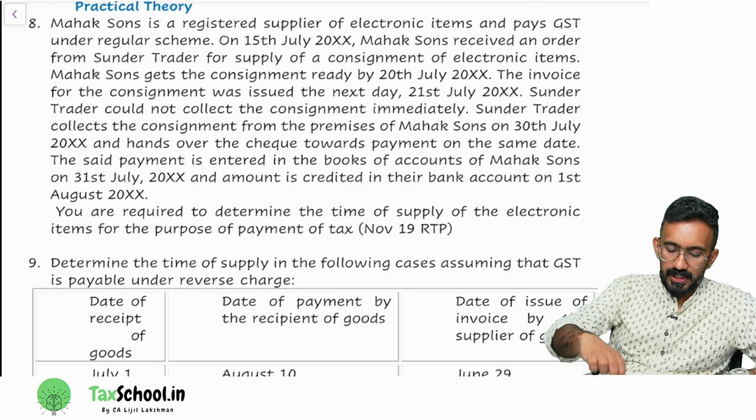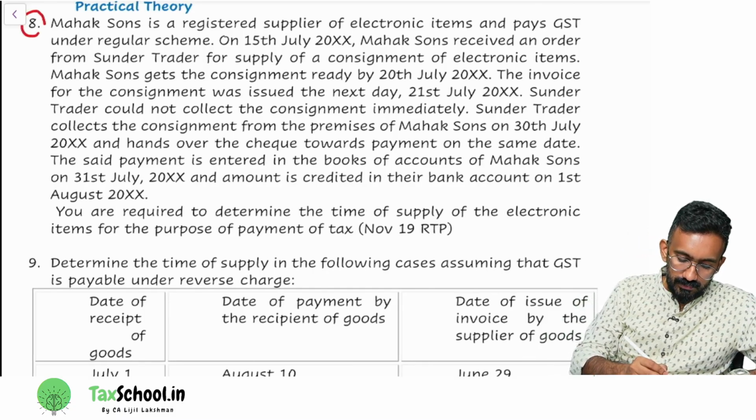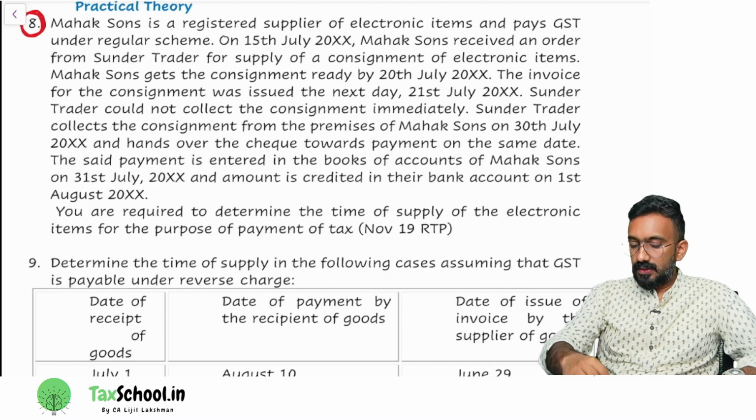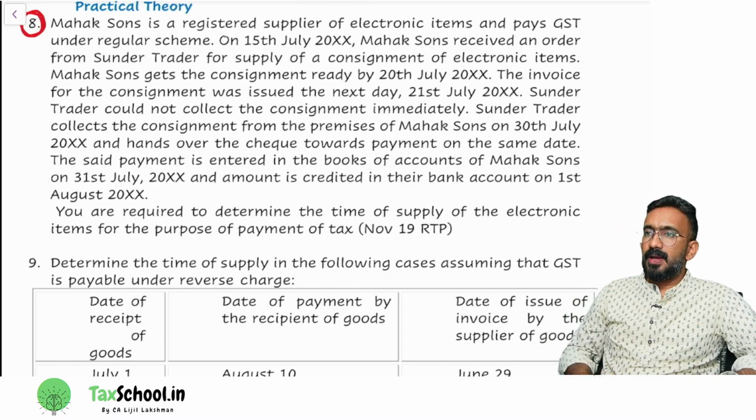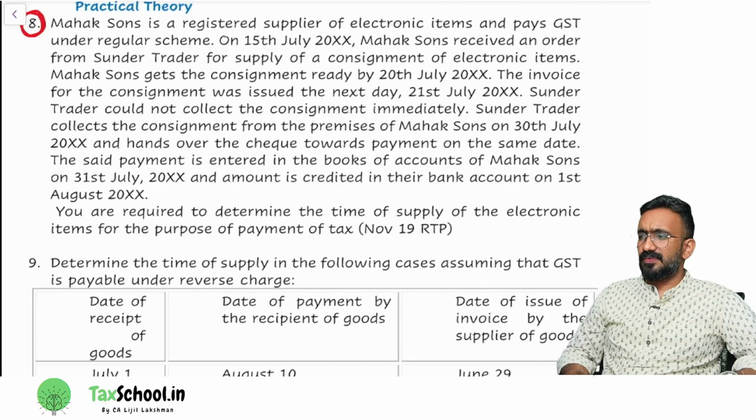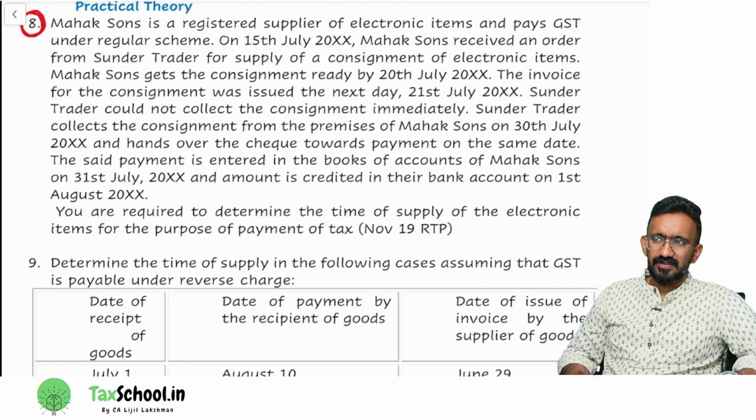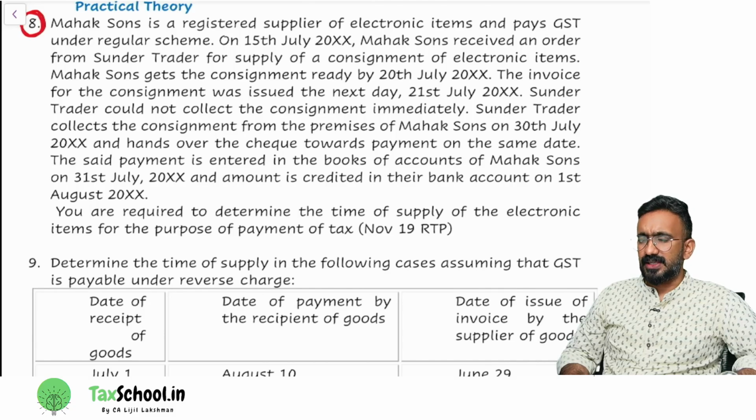Look at question number 8. Mehak and Sons is the registered supplier of electronic items and pays GST under regular scheme. On 15th July, Mehak and Sons received an order from Sundar Trader for supply of a consignment of electronic items. Mehak and Sons gets the consignment ready by 20th July. The invoice for the consignment was issued the next day, that is 21st of July.